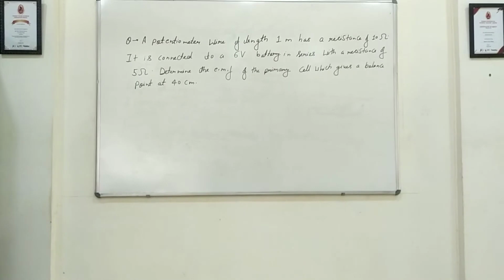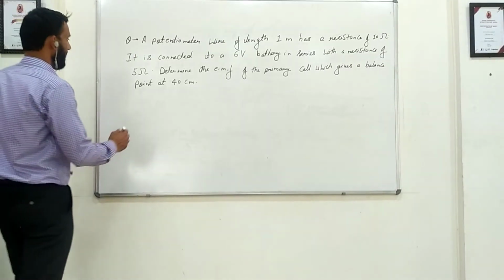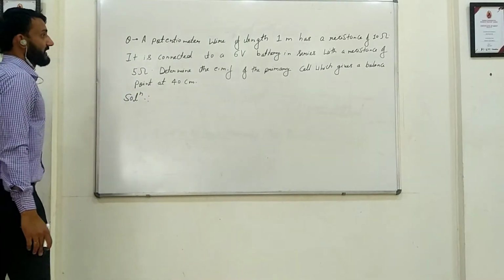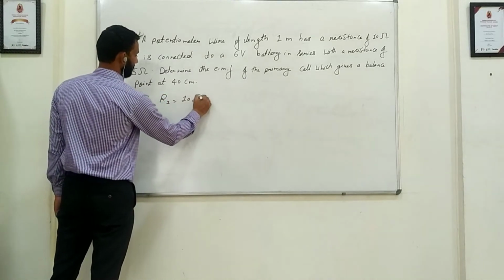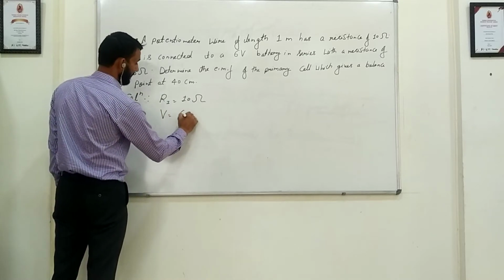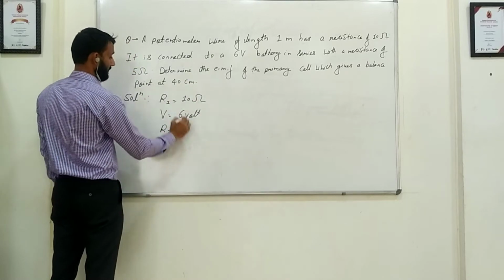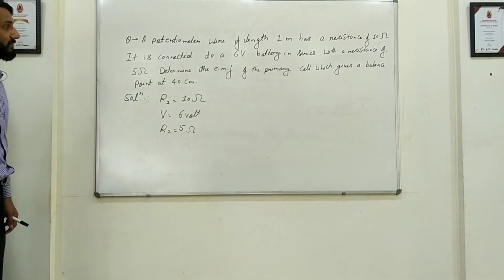A potentiometer wire of length 1 meter has a resistance of 10 ohm. It is connected to a 6 volt battery in series. So length of the wire is given. Resistance is given. I'll write it as R1, which is 10 ohm. EMF is connected to a battery. 6 volt is the potential of the battery. R2 is given 5 ohm. These two are connected in series. Determine the EMF of the primary cell.